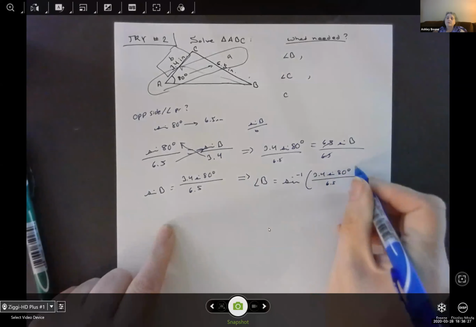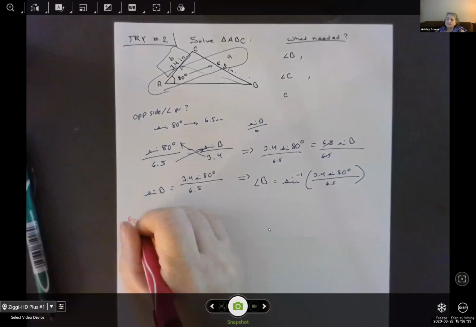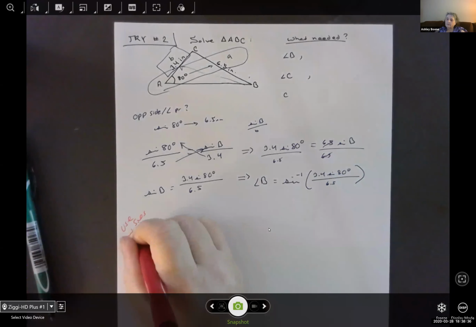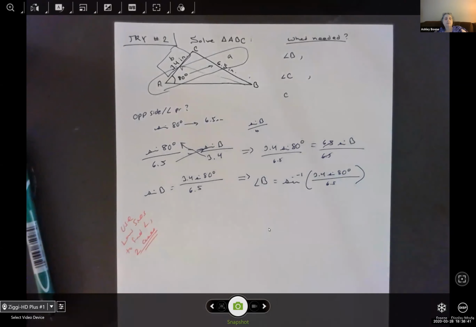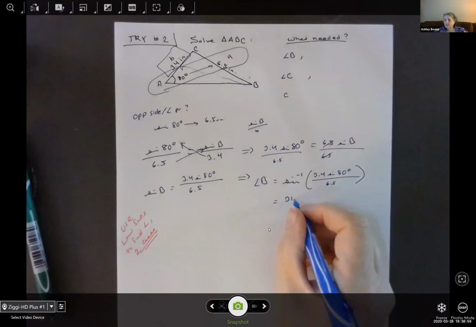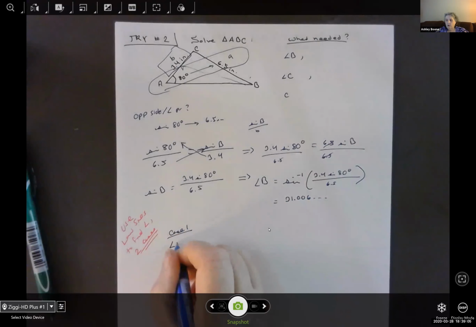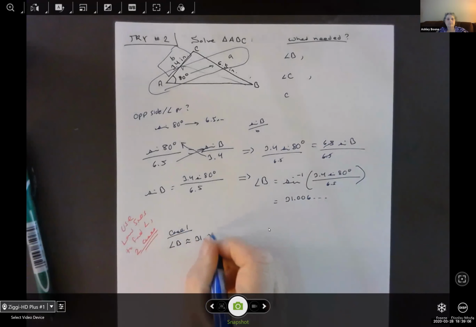Okay. Remember the thing about these. When you use your law of sines to find an angle, look for two possible cases to exist. This is going to be our first case. So if I go inverse sine of 3.4 times the sine of 80 degrees divided by 6.5, then I get 31.006, and so on. So my first case, angle B would be approximately 31.0 degrees, okay?